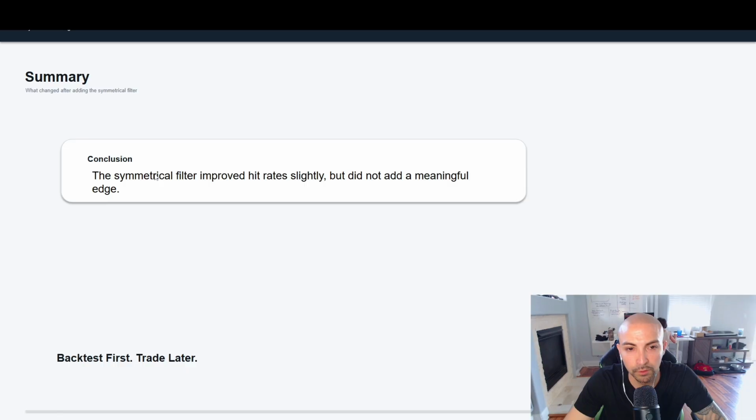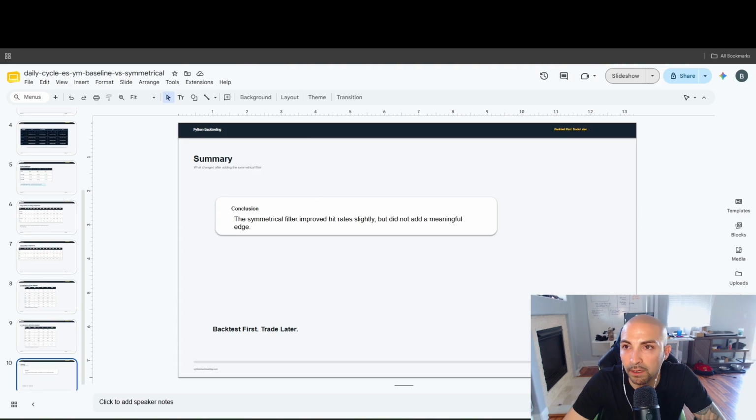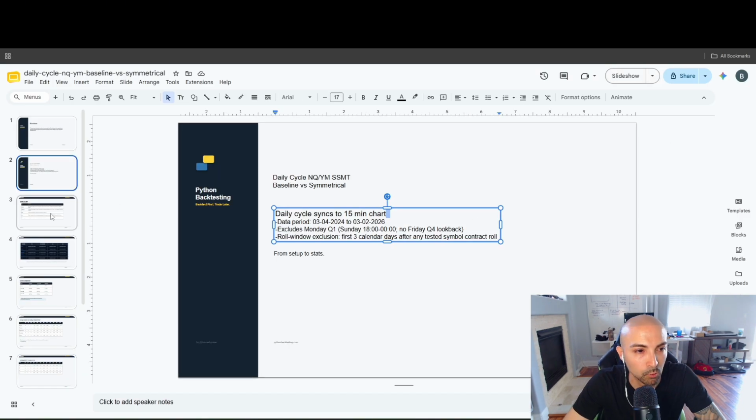The symmetrical filter improved hit rates slightly. I don't think it added much of a meaningful edge except for the baseline symmetrical windows, like Thursday Q3 for symmetrical, which looks pretty good. Okay, so that's ES and YM. Now let's go through NQ and YM.